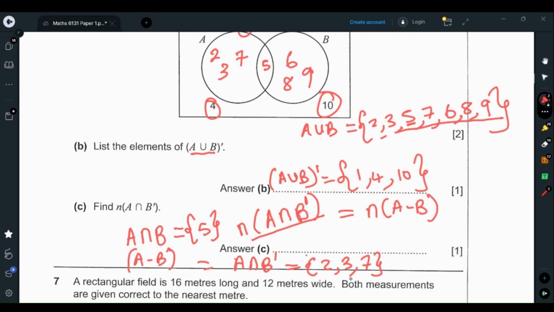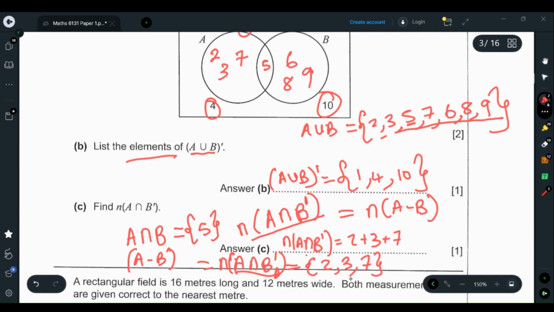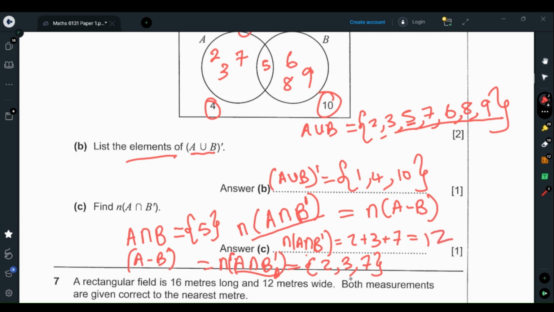Now, if I put an n in front, I want the sum of all the elements of A not B. So n of A not B is equal to 2 plus 3 plus 7. It says find n. I need to add this up. So 2 plus 3, that is 5. 5 plus 7, that gives us 12. Sorry, it's actually 12.